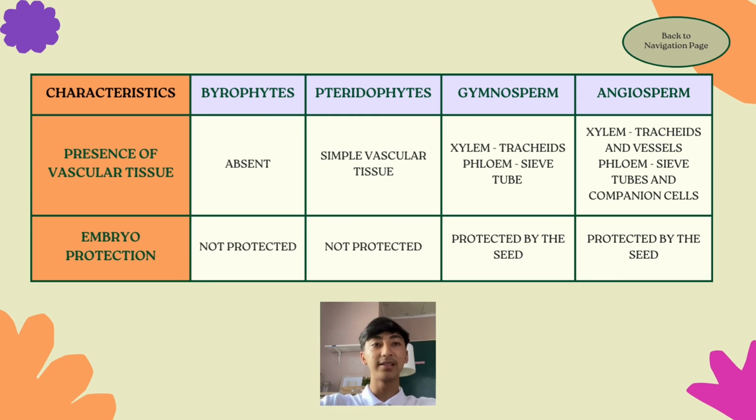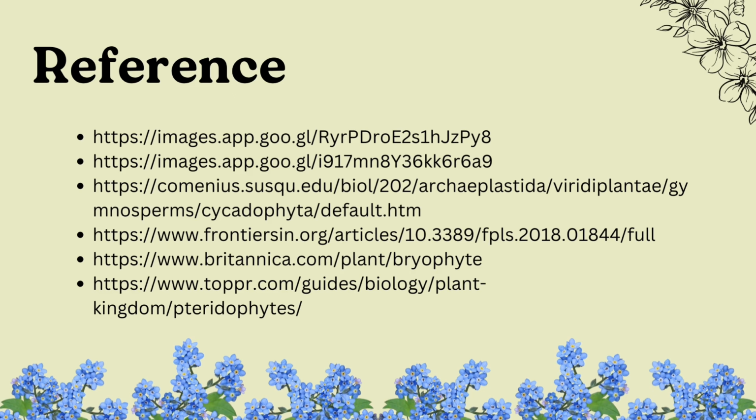And the last characteristic is embryo protection. The bryophytes and pteridophytes are not protected at all. It is because they have no seed. But for the gymnosperms and angiosperms, the embryo is protected by the seed.